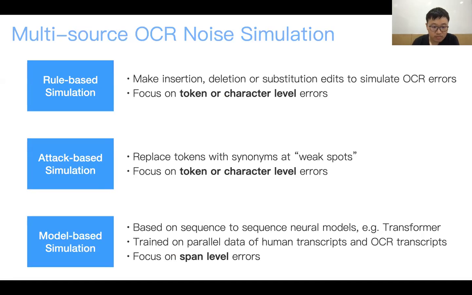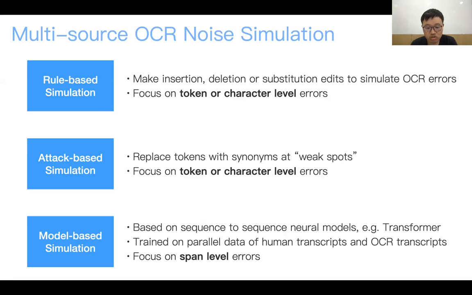Okay, so in this work, we want to build robust NLP applications under OCR settings. In order to get robust NLP models, we want to simulate the OCR noises. Here we came up with three ways to generate the OCR noises. The first one is rule-based simulation. Basically, we make insertion, deletion, and substitution edits to simulate the OCR errors based on word or character distributions from the real dataset. We also do attack-based simulation, which just replaces tokens with synonyms at the weak spots. Both the rule-based and attack-based simulations focus on the token or char level errors in OCR. And the third type of simulation is model-based.